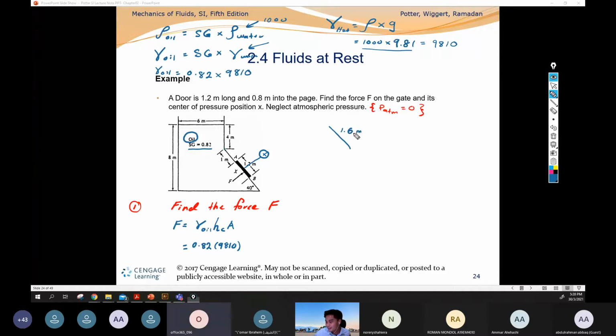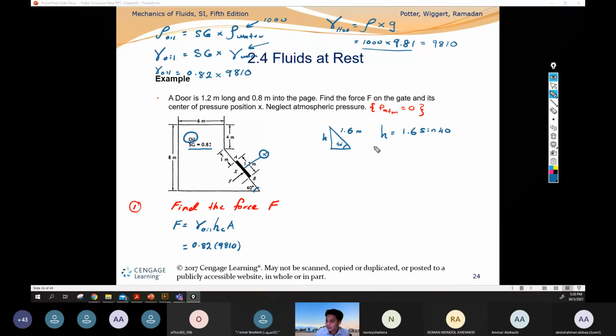Meter. So I want to get this height, because this refers to height. This is the slanting length. We have an angle here, 40. So how to get this height? 1.6 sine 40. Yes, good. So this is the height. Does this H refer to HC? No. This is H. Remember your H.